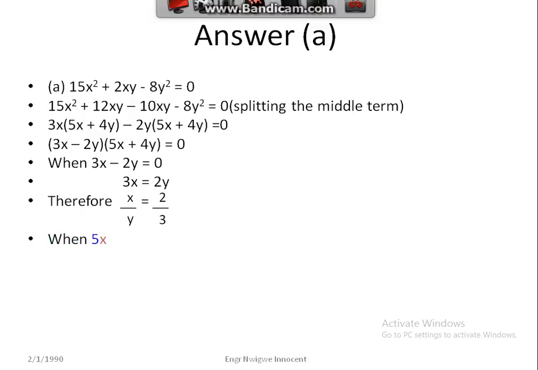When 5x plus 4y is equal to 0, 5x is equal to minus 4y. x over y is equal to minus 4 over 5. The ratio x over y is equal to 2 over 3 or minus 4 over 5.